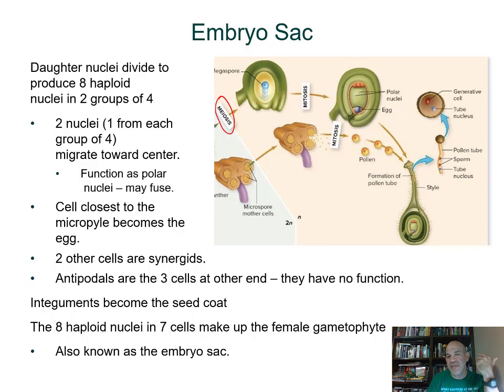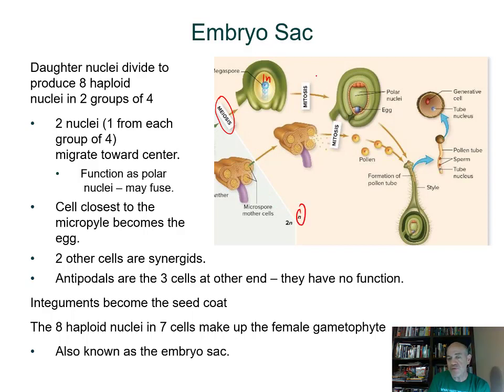Now you can see in the image here, without having to read the description, 3 of those cells are going to degenerate. And so that means we're going to be left with 1 megaspore, 1 spore. We call them megaspores here. That 1 spore is going to go through mitosis, so it's going to go through division, and at this point we're haploid. So we're on the haploid side of the life cycle.